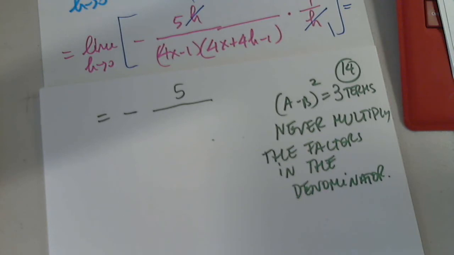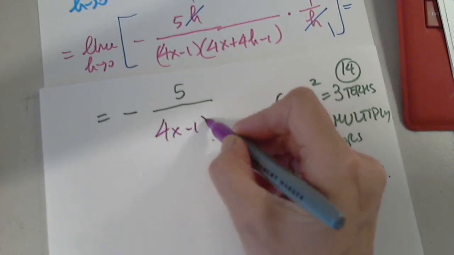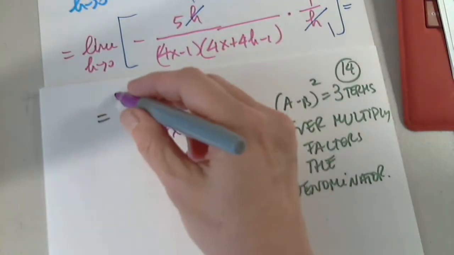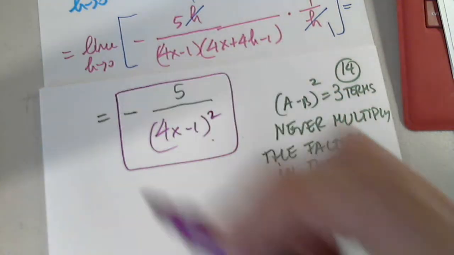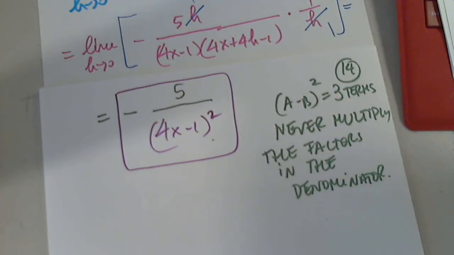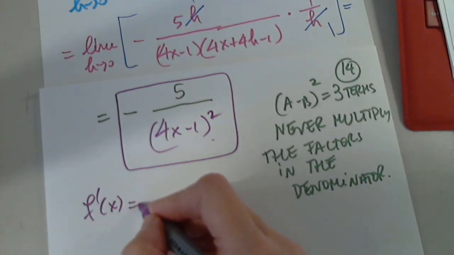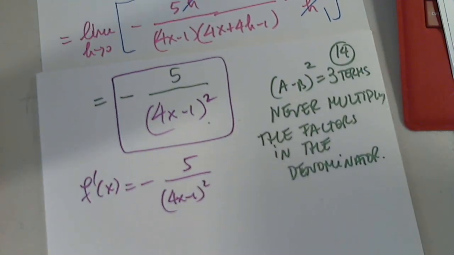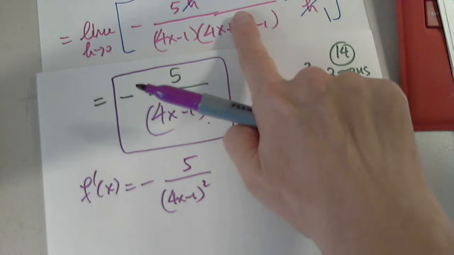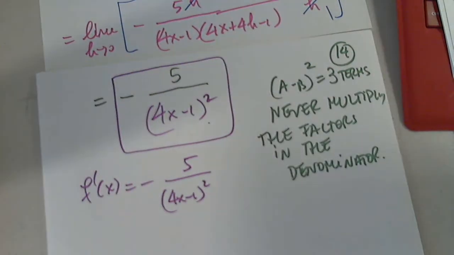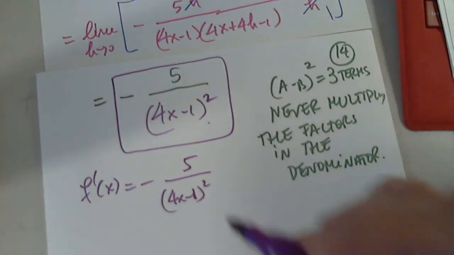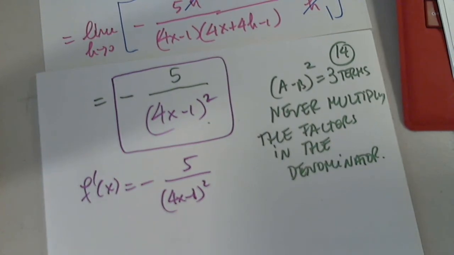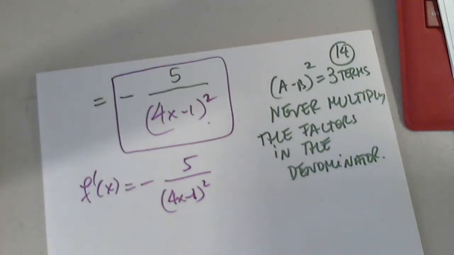Would it be 4x minus 1 squared? Excellent job. This is it. Great job. This is f prime of x. How did she get 4x minus 1 squared? h approaches 0, so this is 0. 4x minus 1 times 4x minus 1. So where is this function undefined? That's where the original function does not have a derivative.